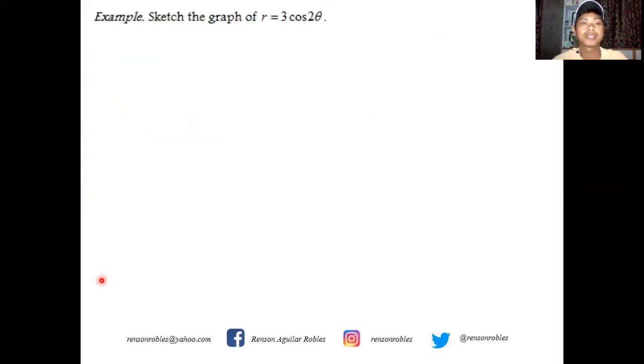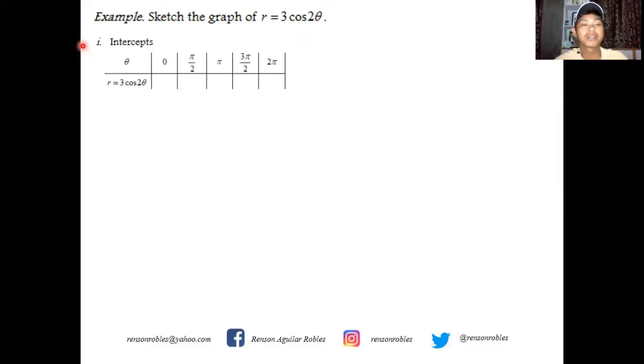Okay, so we want to trace r equals 3 cosine 2 theta. So r equals 3 cosine 2 theta is a petal curve, okay? And there will be 4 petals because the value of k is 2, so 2 times 2, that's 4. So this is a 4-leaf rose. Okay, step number 1, intercepts. And then we supply the value of r for this table. So we have 0, pi over 2, pi, 3 pi over 2, and 2 pi.